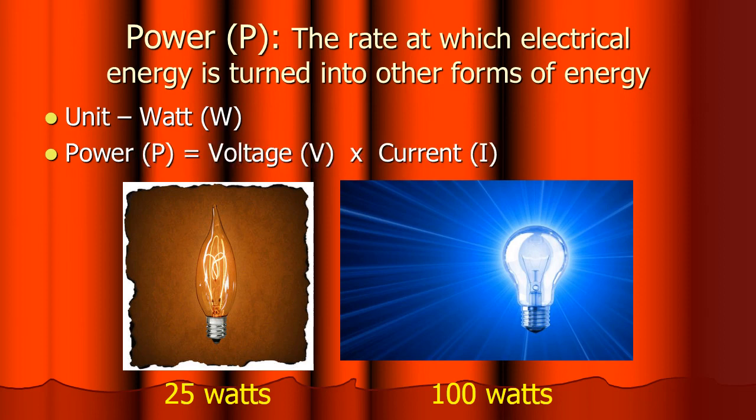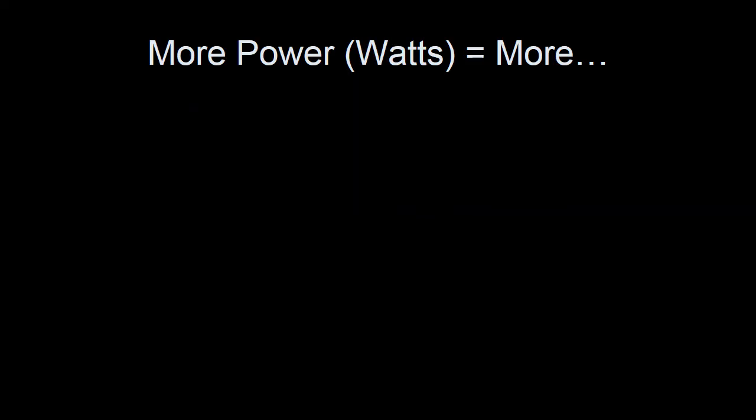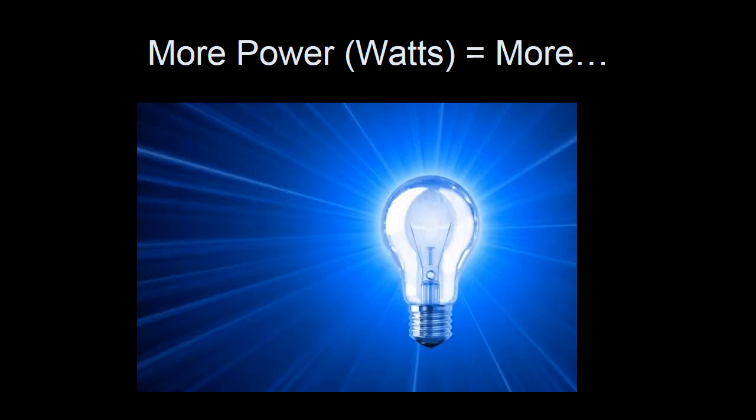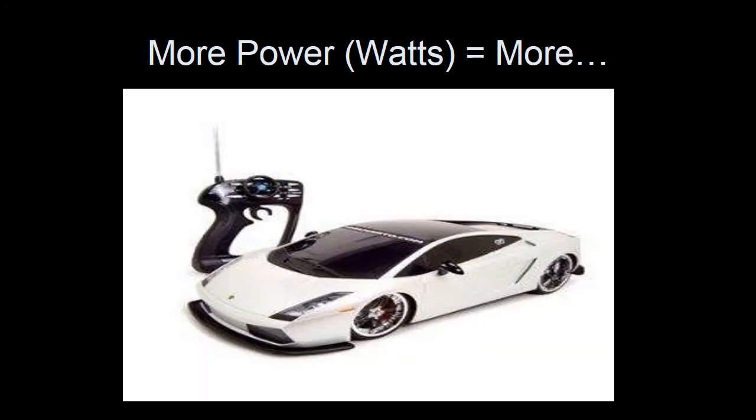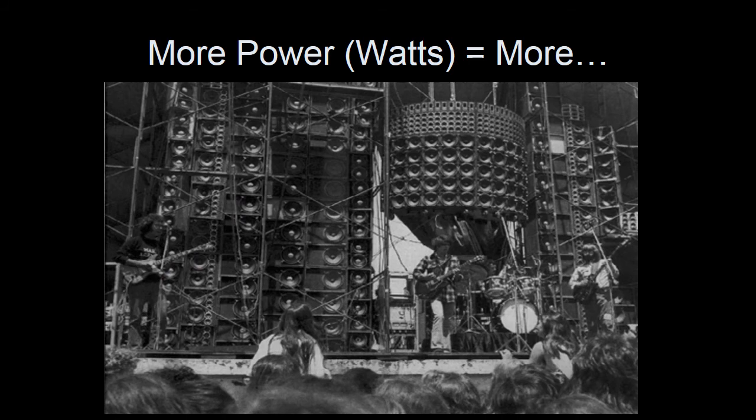So one more formula for you here: power equals voltage times current. Remember, these are all things we've talked about; we've talked about voltage and we've talked about current before. So power is sort of a combination of those two things. So more power, more watts is more light, more speed, more volume. So think of those kind of things. You just get more from your electricity if you have more power.